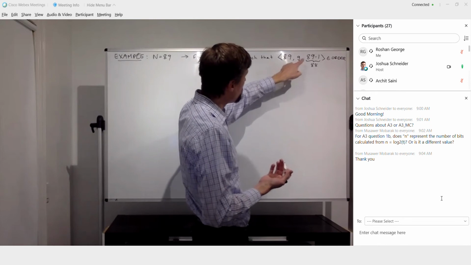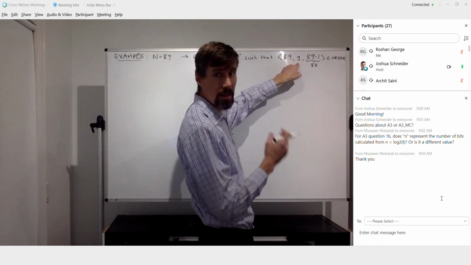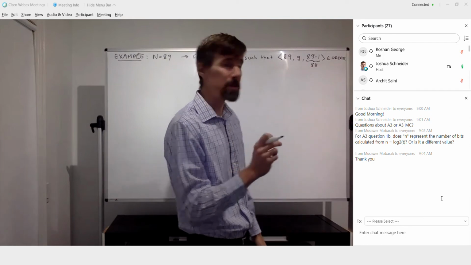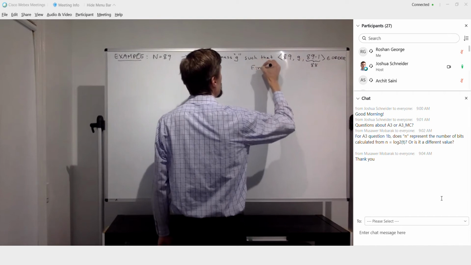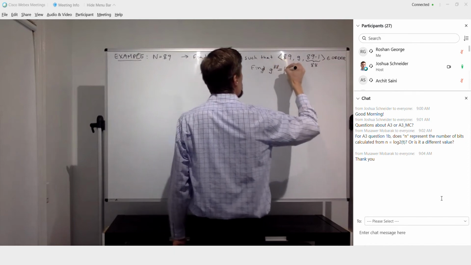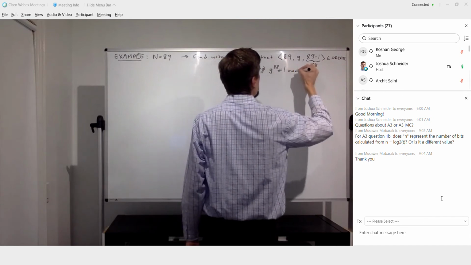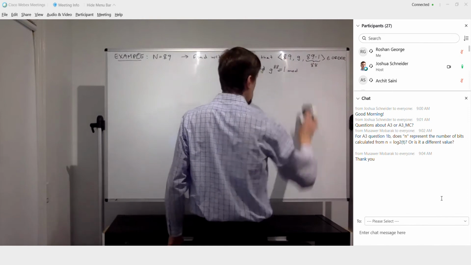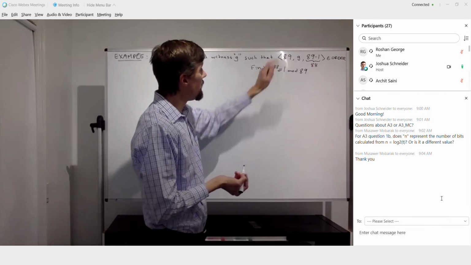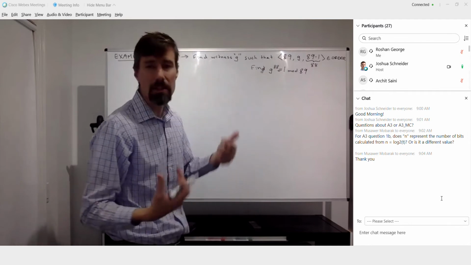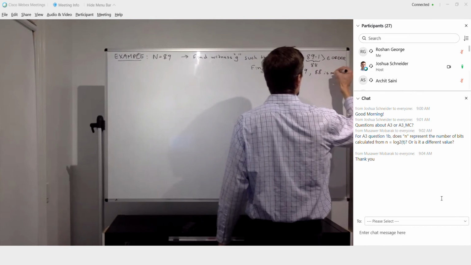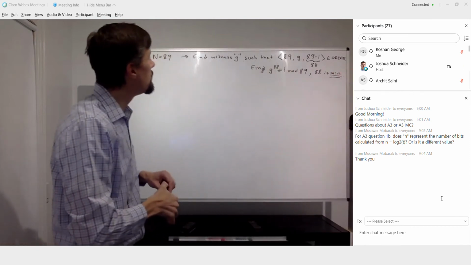Basically, we need an algorithm that tries bases and finds the one base, if it exists, and if n is a prime number, it has to exist. It finds that base such that g to the 88 is congruent to 1 mod n, 89, and that's the smallest value. Where 88 is minimal, there is no other value like g to the 11 or g to the 8 that equals 1. 88 is the minimal. So let's do that.